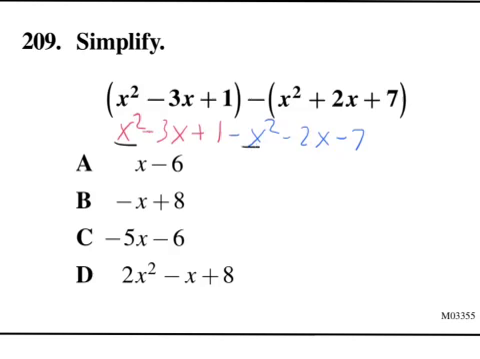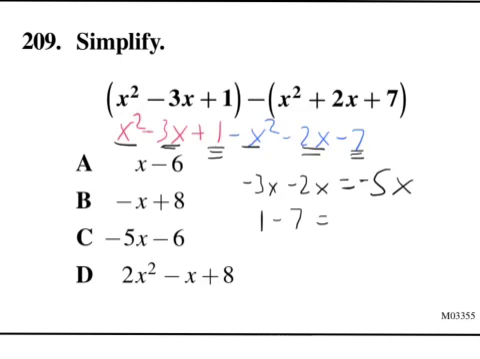So what do you get when you combine those? Don't they cancel each other out? Yeah. When you combine those, I put 2 lines underneath them. What's negative 3x and a negative 2x? Is that negative 5x? And then I'll put 3 lines under the numbers. What's 1 and negative 7? Negative 6.